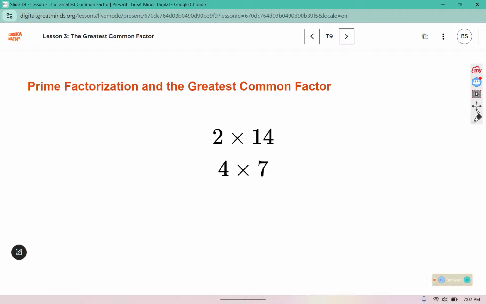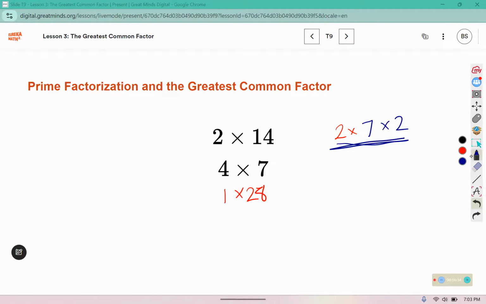28 has 2 times 14, 4 times 7, and 1 times 28. But are any of these considered the prime factorization? No, because 14 is still a composite number, and 4 is still a composite number, so we would have to split it up. 2 times, and then what makes 14? Well, 7 times 2 makes 14. So this would be the prime factorization.